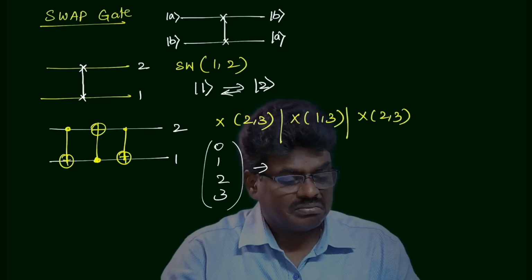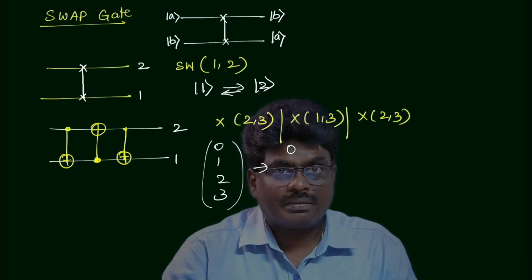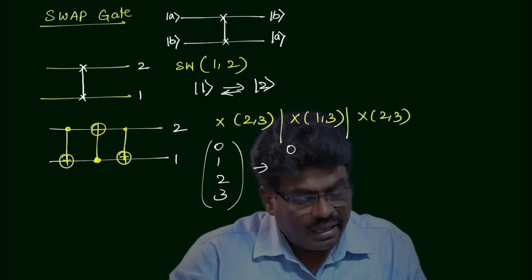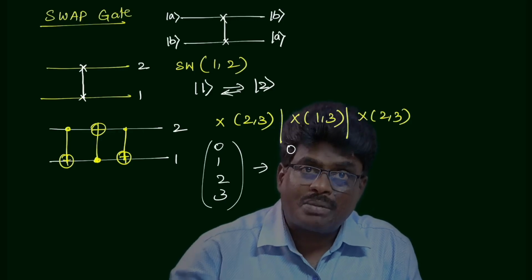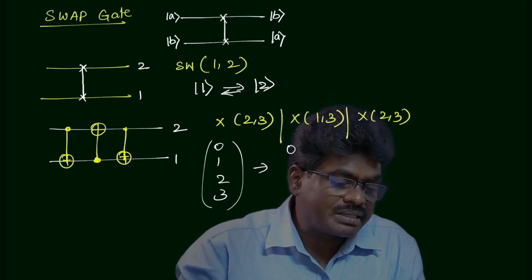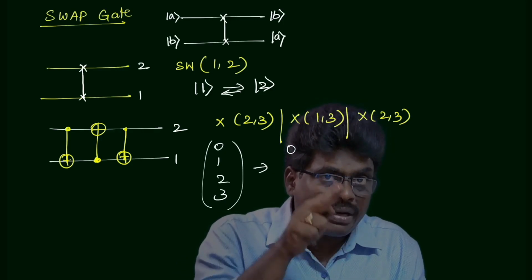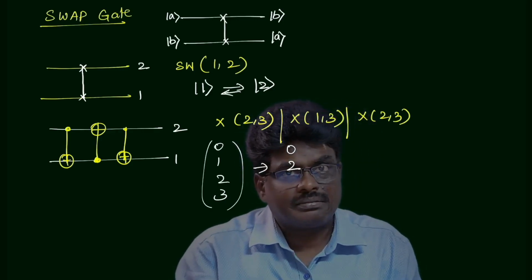So 0, there is no 0 in all these things, that's why 0 is as usual. Next one is 1. Always go from left to right. Any 1 here? No. Then go to the next. Any 1 here? Yes. 1 becomes 3. Then go to the next. Any 3 there? Because already 1 became 3, now you are in the 3 state. So 3 becomes 2. Still not understanding?